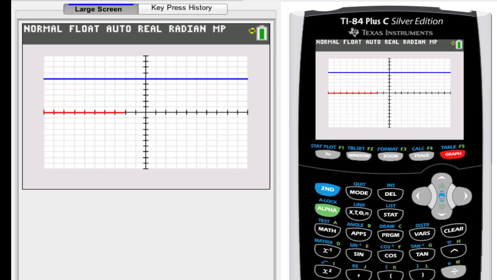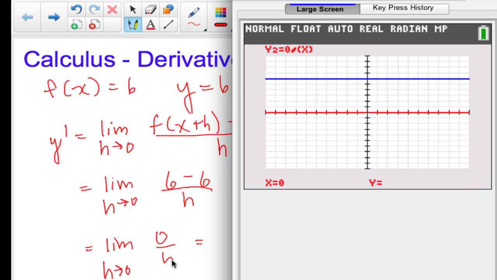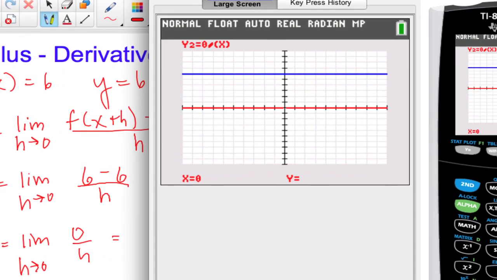Alright, as they're drawn in, we see that the blue, or the original function, is in fact a horizontal line, and we see that the red line, which is supposed to be the slope, is at 0. But let's go ahead and use the trace feature just to verify those results. Alright, let's go down so that we're on the actual derivative. Notice that when x is 0, we don't have a value for y. In fact, when x is 0, it's actually undefined, because we see here that our denominator can never be 0.